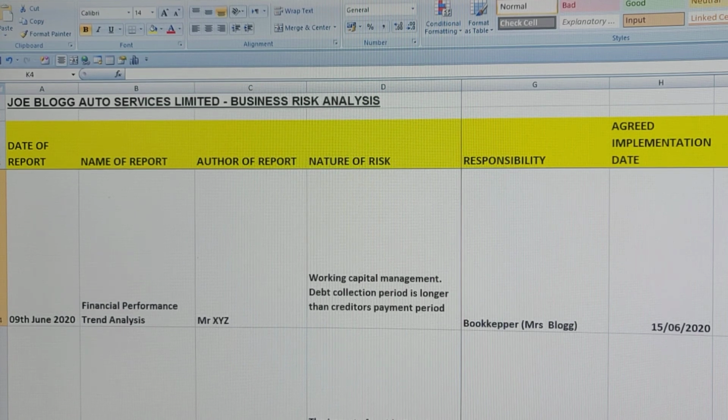Now, we have been assured that this recommendation, that is sending statements of account to customers on time, will be implemented on the 15th of June 2020, which is 1 week from the date of the report. On that date, you should contact the credit controller, whoever is responsible for this part, to say, look, how far are we going? Where are we going? How far? How can we help? Has anything changed?